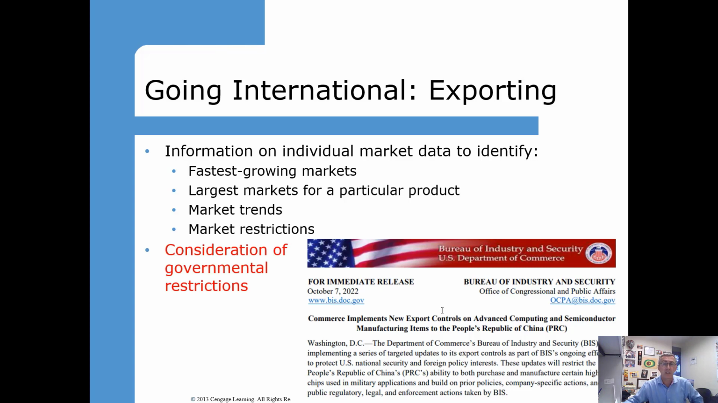So you're thinking exporting is a no-brainer: I want your stuff, you're exporting it, we're all happy. Remember that there are trade barriers that affect exporting, not just importing, but exporting, right? In this case, I use the example of the CHIPS Act, which concerns computing and semiconductor manufacturing items. In this particular case, the U.S. Department of Commerce initiated, as of October of last year, 2022, new export controls on advanced computing and semiconductor manufacturing items to the People's Republic of China. There's a lot of that going on right now with the CHIPS Act.